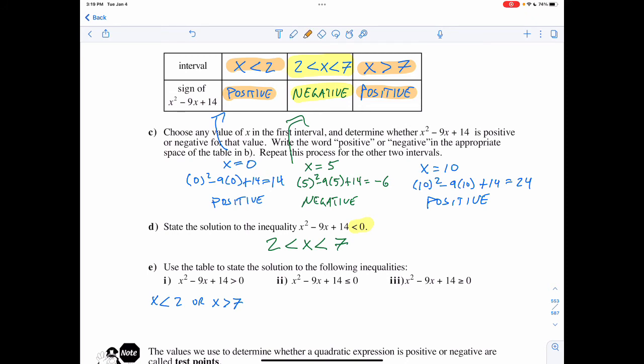When it says less than or equal to 0 or greater than or equal to 0, the only thing that changes is I need to include the equal to in my solution intervals. Other than that, it's the exact same.